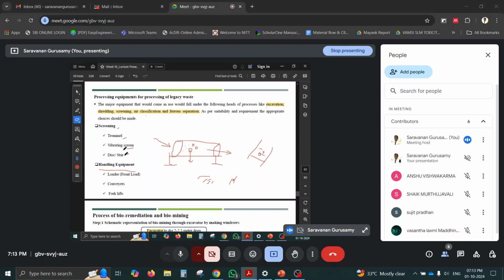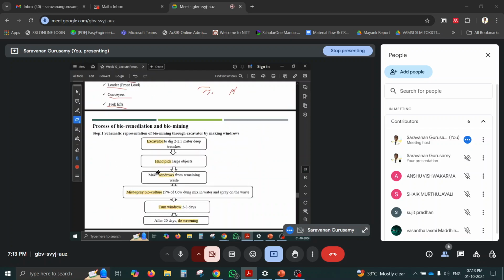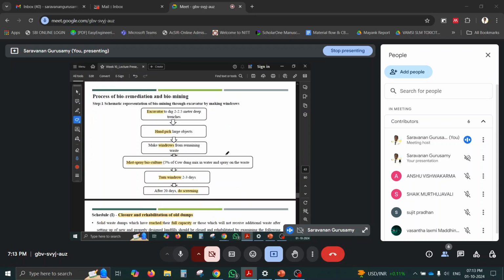Then, besides screening equipment, for handling we have loaders, conveyors, and forklifts. We have lots of vehicles and equipment required for biomining. And this is one schematic flow chart for the biomining process. We have lots of practical, feasible, successful methods, which I will explain in a separate PPT.